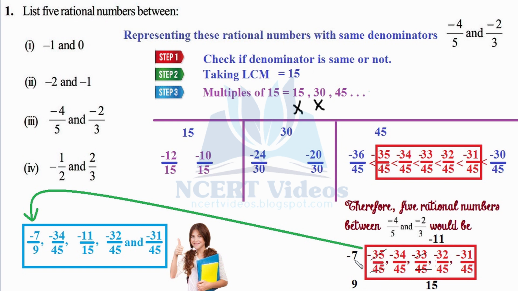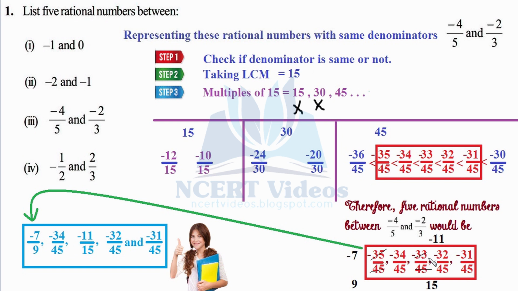So 9 5s are 45, and minus 7 5s are minus 35. So therefore, we are writing minus 35 over 45 as minus 7 over 9. Well, this cannot be reduced in simplest terms. So therefore, we are writing the same, minus 34 over 45.